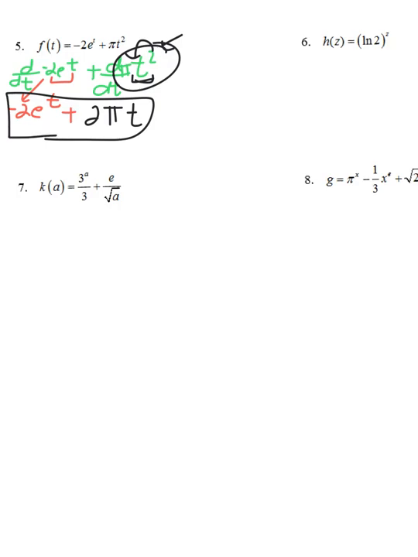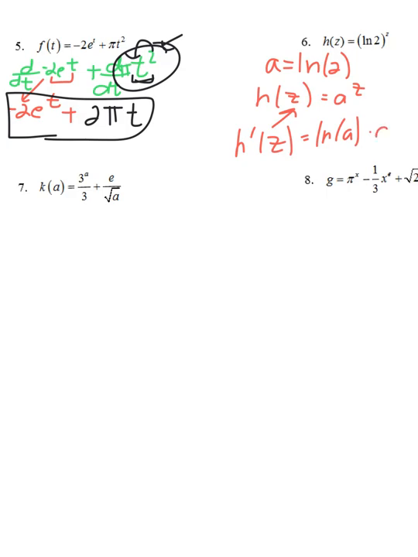Number 6 is just kind of written weird, but if we let a equal the natural log of 2, then we're really just trying to find the derivative of a to the z. So we know that to find the derivative of an exponential, because z, our input here, is the actual exponent, this would be the natural log of a times a to the z.